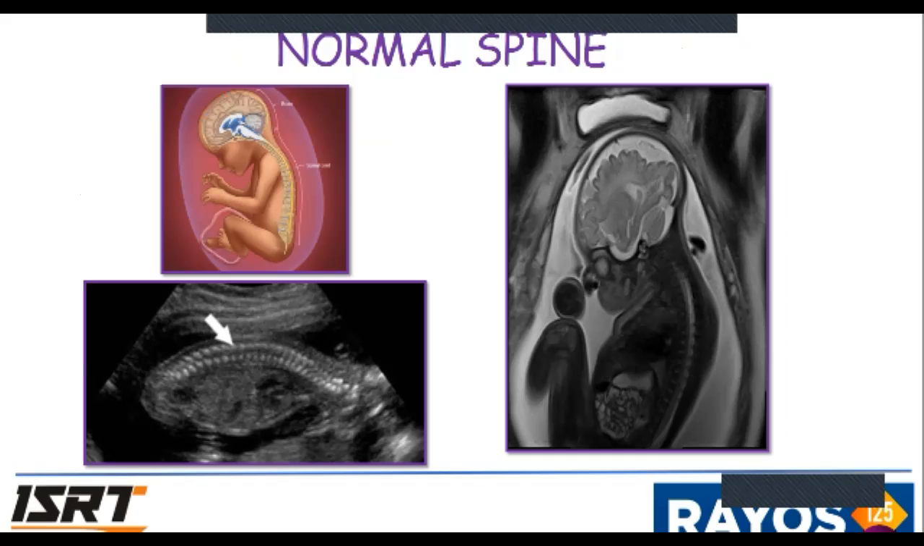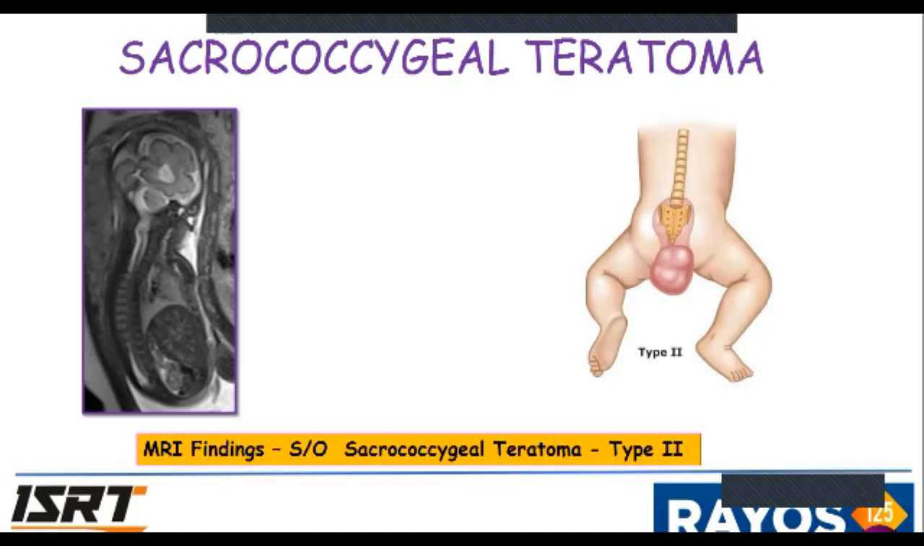This is how the normal spine looks. In the first anomaly scan, which is done in the 20 to 24th week, the spine development will be very well seen. If there is any abnormality in the ultrasound, they come for the fetal MRI.